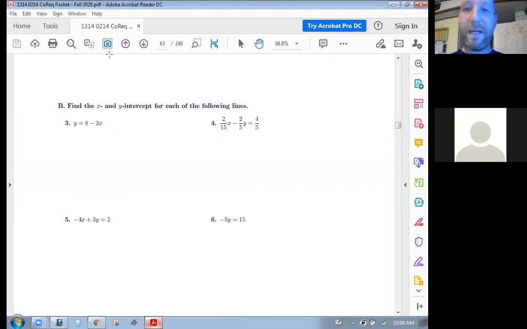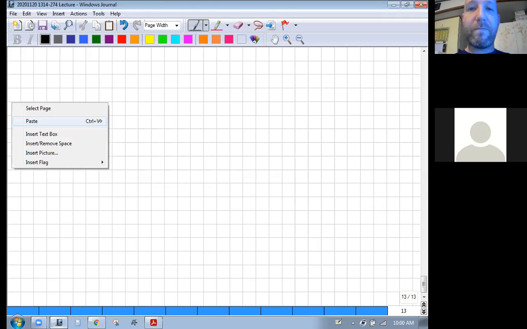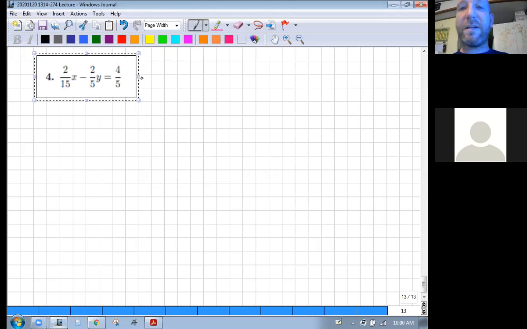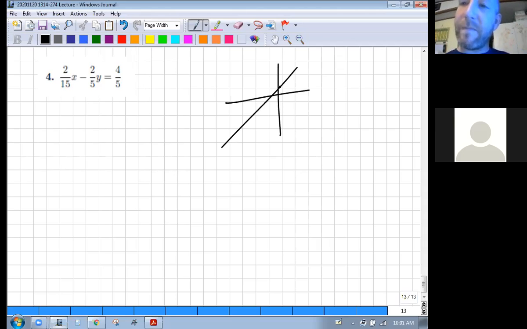All right, find the x and y intercept. This one. When we put it into slope-intercept form, it's easy to find the y-intercept, right? The x-intercept is a little harder. You got a line here, right? This point, that's when x is 0. This point over here is when y is 0, isn't it?